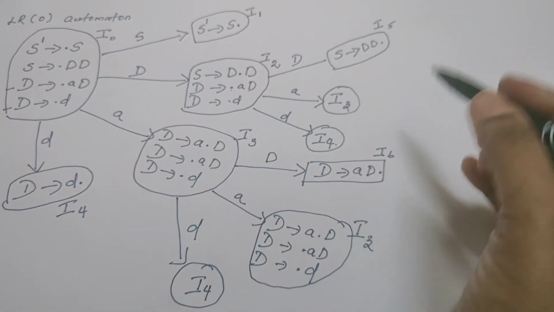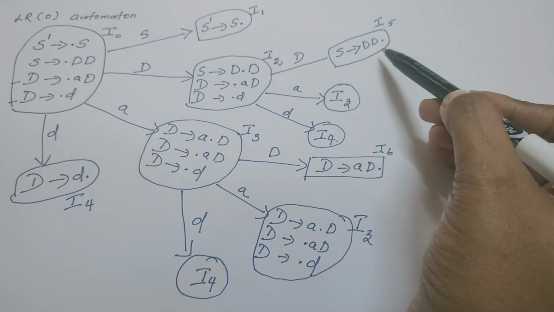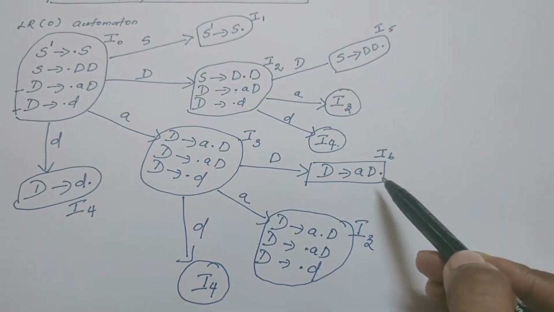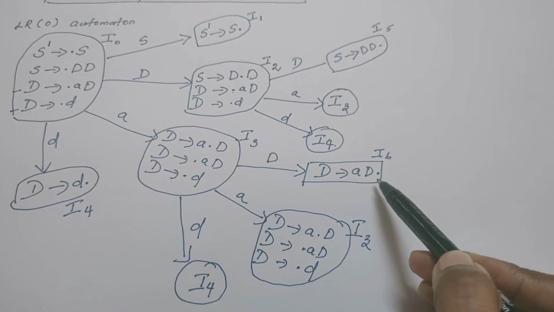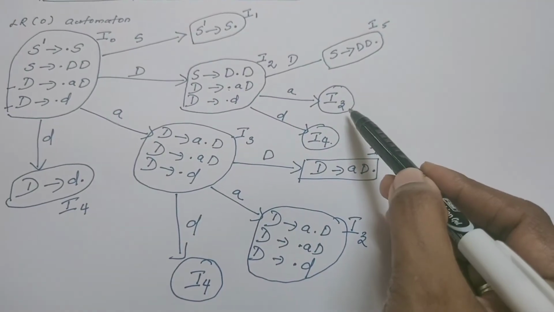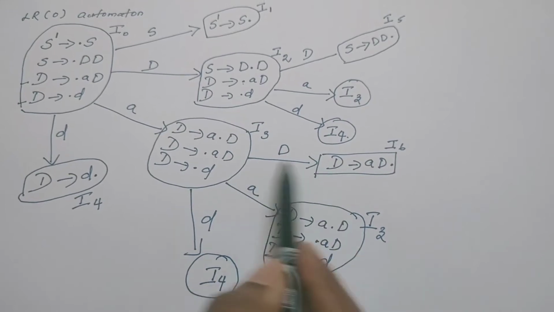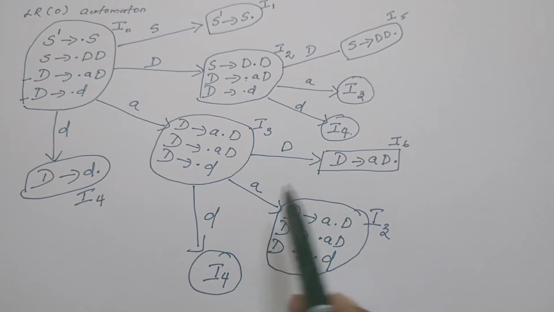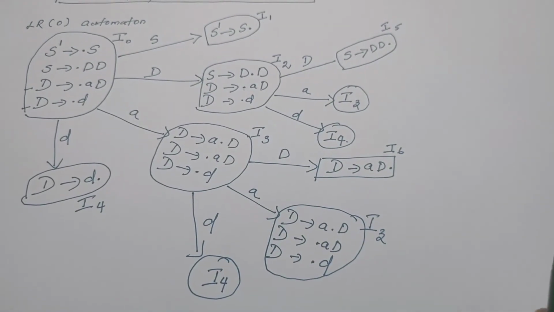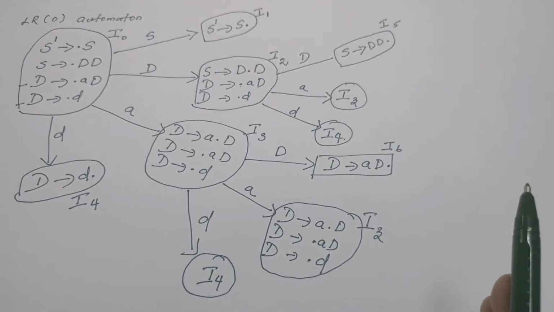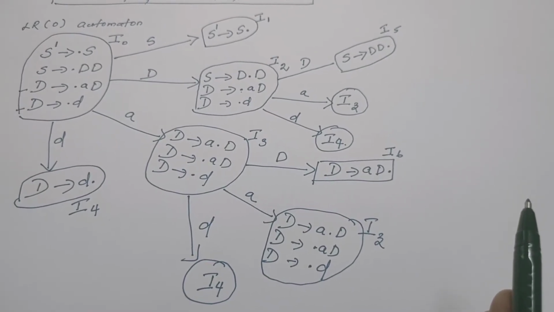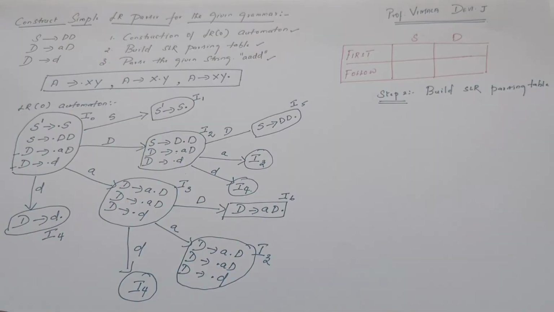Okay, now go to the I5. Can we define any transitions further? No. Can we continue any transitions from I6? No. If you try to continue any transition from I3, you will be resulting in the same thing, right? DAD. That's all. The transition diagram is saturated. The transition diagram is over. This is the construction of the LR0 automaton.